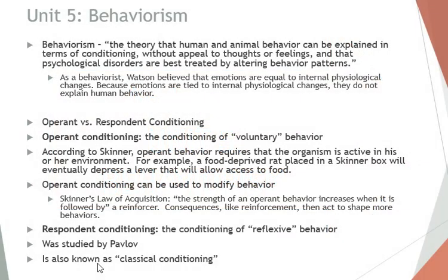Unit 5 is entitled Behaviorism, the idea of how and why behavior is formed and reinforced and encouraged to repeat or not repeat. Behaviorism is the theory that human and animal behavior can be explained in terms of conditioning, not necessarily just in terms of feelings and things like that, and it refers to Watson over here, John B. Watson, who we're going to discuss in a little bit more detail a little bit later on.